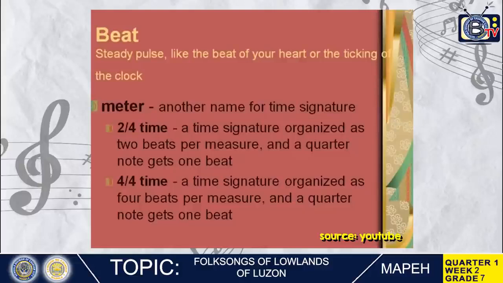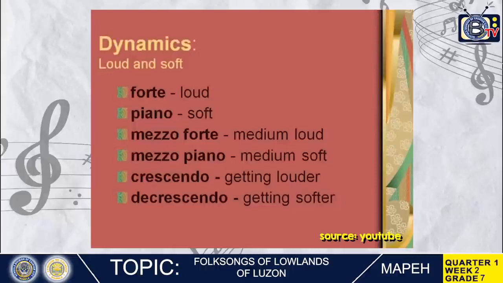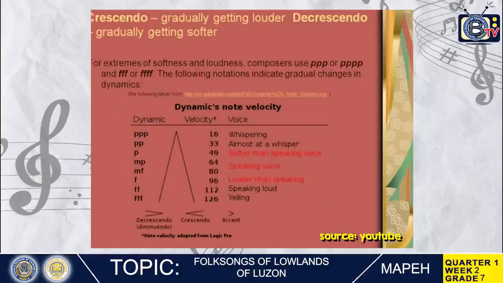Dynamics can be loud and soft. Forte can be loud. Piano, soft. Mezzo forte is medium loud. Mezzo piano is medium soft. Crescendo is getting louder, and decrescendo is getting softer. Crescendo means gradually getting louder, and decrescendo is gradually getting softer. For extremes of softness and loudness, composers use PPP or PPPP and FFF or FFFF. The following notations indicate gradual changes in dynamics.